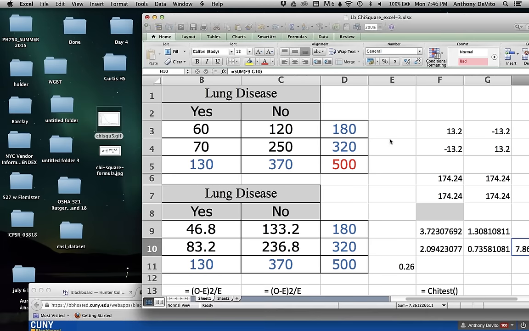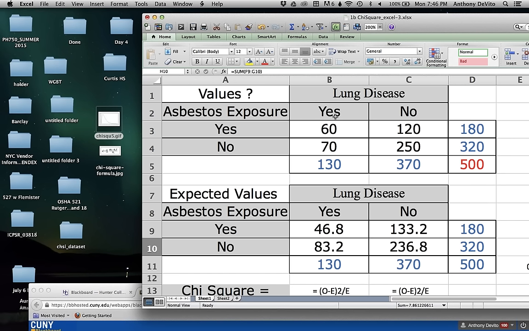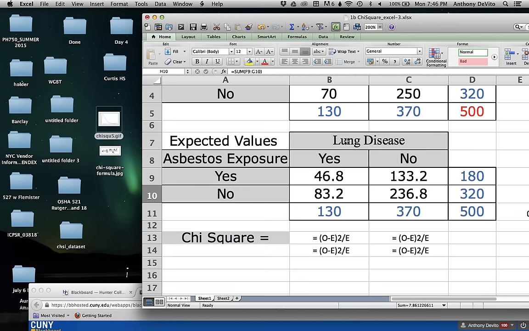Now, the way that you calculate degrees of freedom for chi-square is you take... Remember, I told you that you might have more columns and rows than just 2 by 2. Let's say that you only had 2 by 2. Degrees of freedom are equal to the number of rows minus 1 times the number of columns minus 1. How many rows are there? 2. Rows minus 1 is 1, times the number of columns minus 1. 2 minus 1 is 1. 1 times 1 is 1. This is considered 1 degree of freedom.